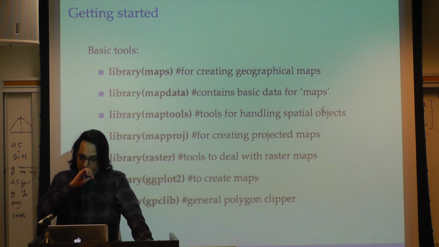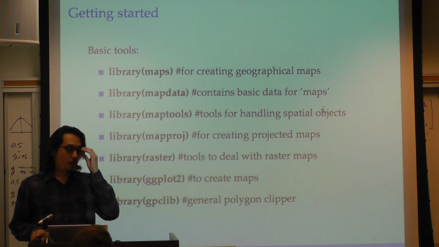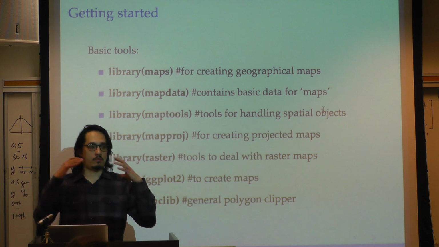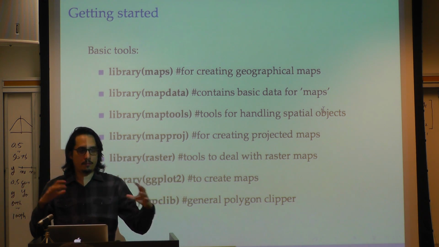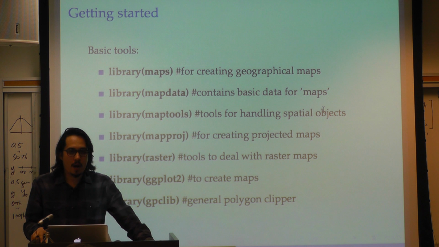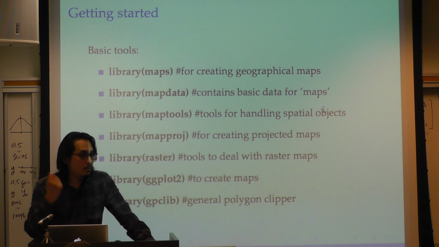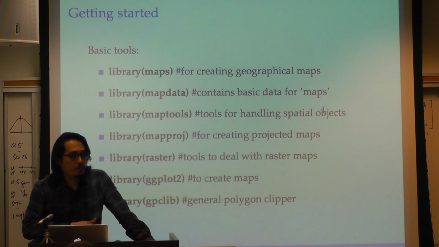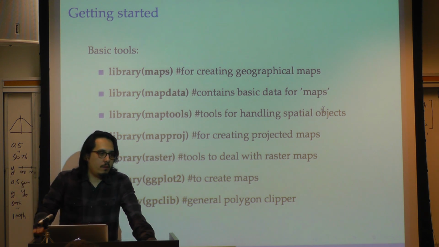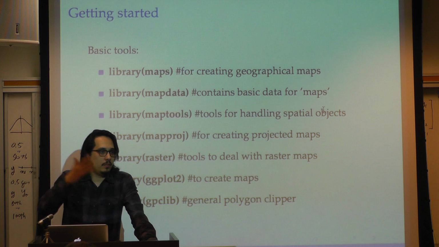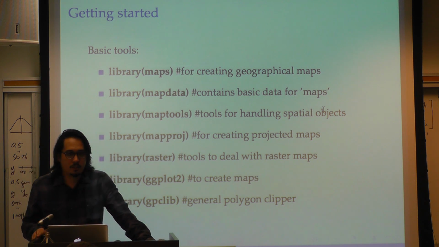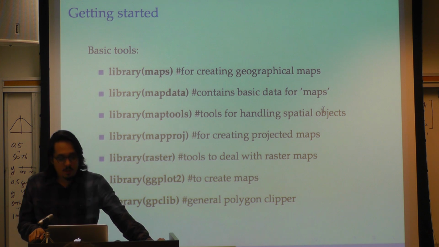The mapproj library is to create projected maps, these rounded maps that are supposed to be a more accurate representation of how the world looks. You can read raster files, for example, all the data on precipitation and weather, or crop suitability, minerals, etc. All those data that come in a raster format.